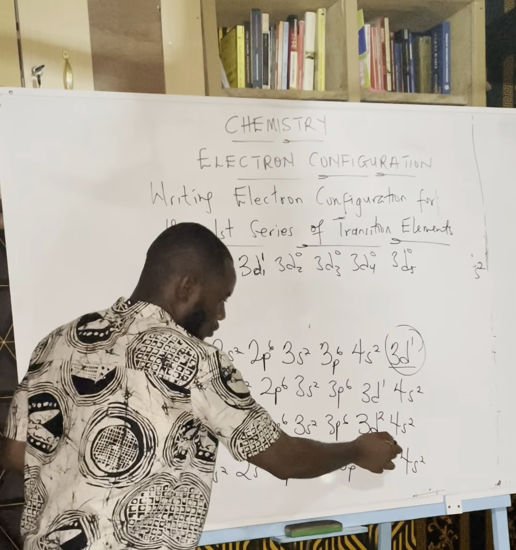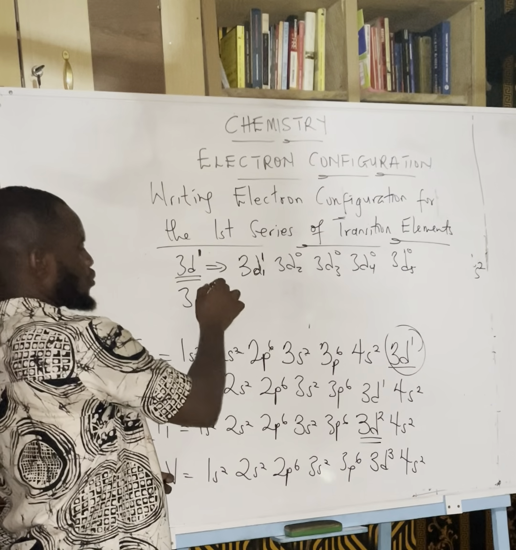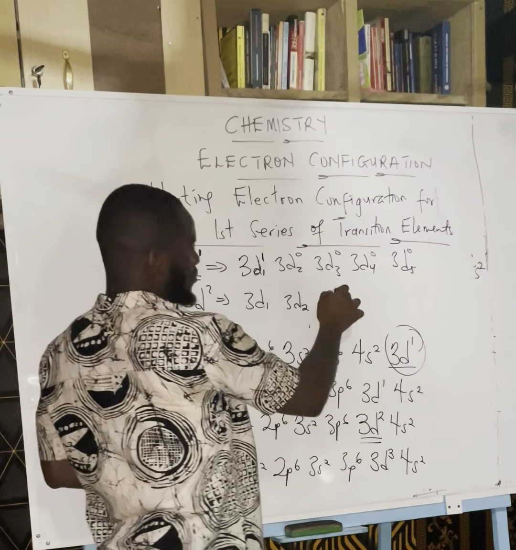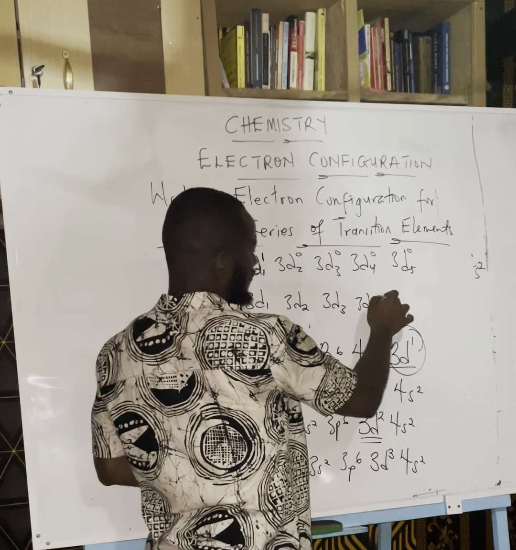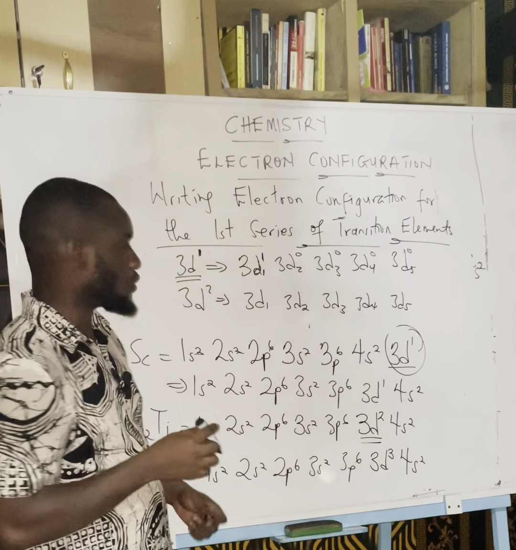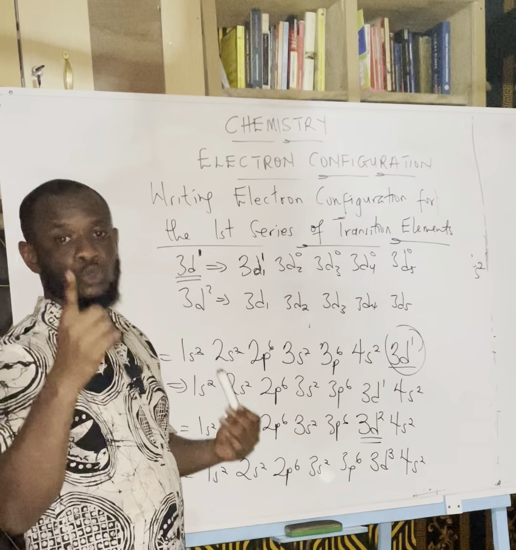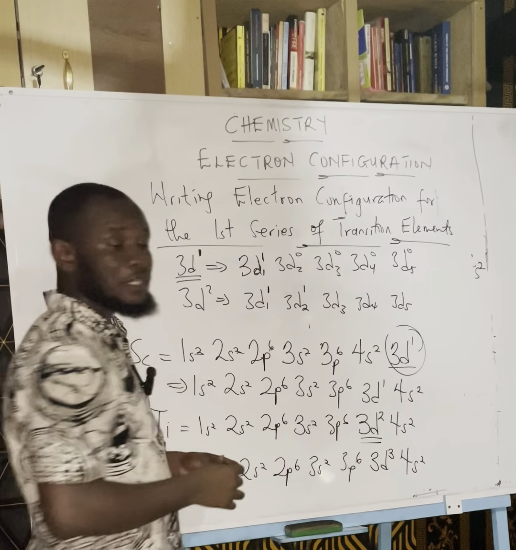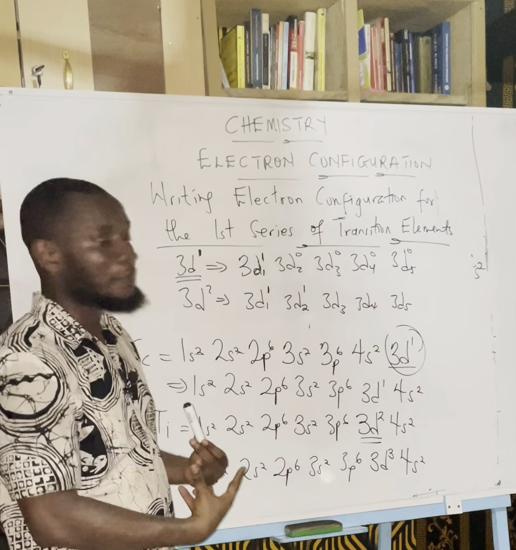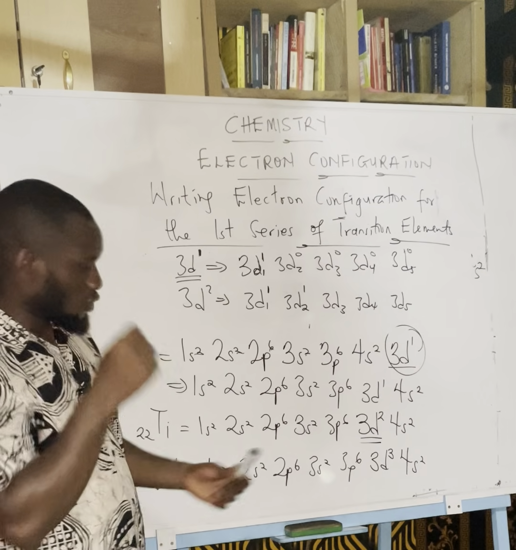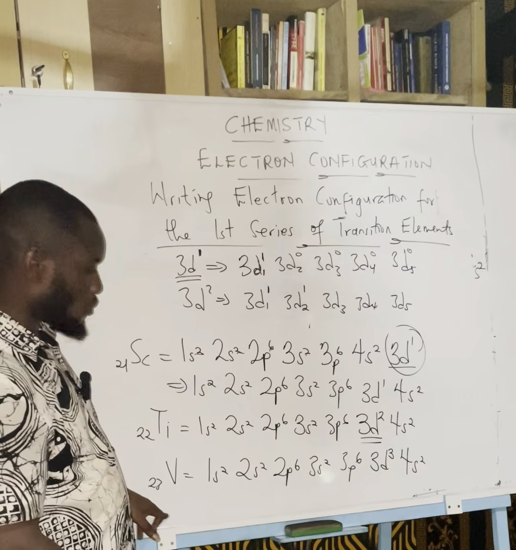So here 3d2. So 3d2 here, when you expand it, means we have 3d1, 3d2, 3d3, 3d4, and 3d5. So here, these 2 electrons, according to Hund's rule, you have to share singly, 1 each, before you come up and pair them. So 3d3 will go this way.